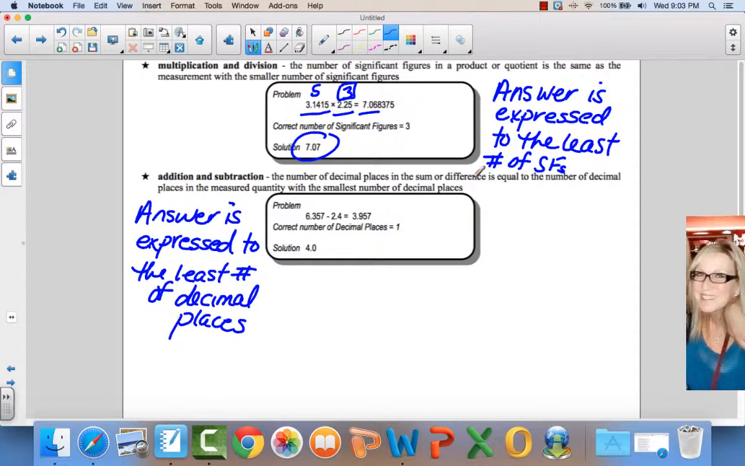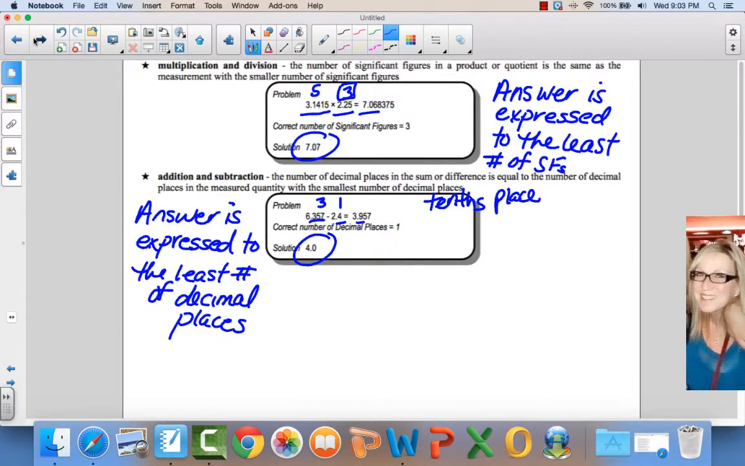In addition and subtraction, my answer is expressed to the least number of decimal places. So this has got 3 decimal places, this has 1, so my answer can only be to the 10th place. I do my math. 3.957, 10th place is the 9, but 5 or up I round up, so 4. But it's got to be to the 10th place, so we have to make it 4.0.